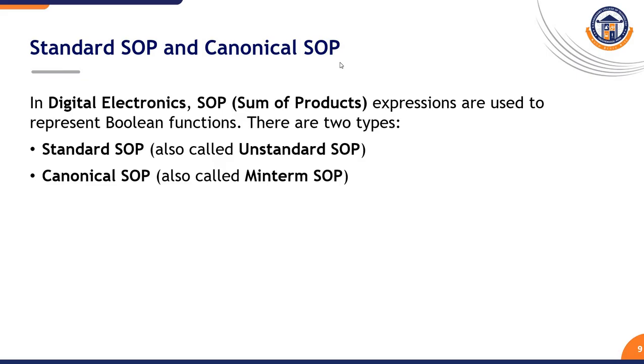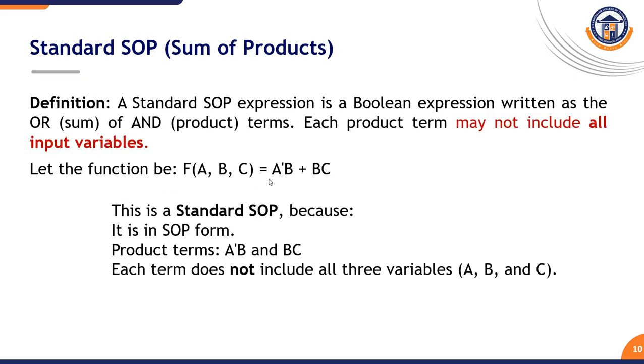So standard SOP and canonical SOP. In digital electronics, SOP expressions are used to represent Boolean functions. There are two types, standard SOP as well as canonical SOP. The standard SOP is also called unstandard SOP, and the canonical SOP can be called minterm SOP. Standard SOP is sum of products. That is, standard SOP is a Boolean expression written as OR of AND terms, that is sum of product terms.